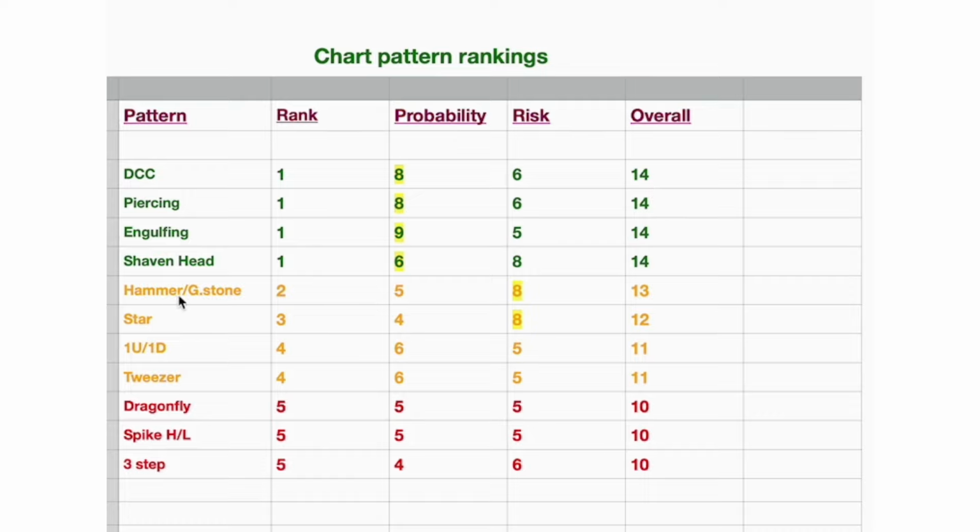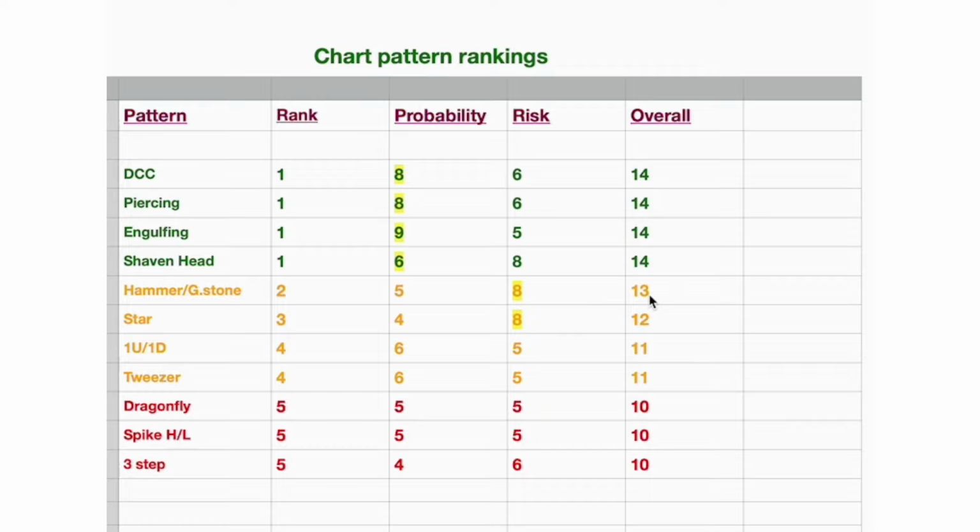Then we're followed by the hammer and gravestone doji candles. Those are ranked at 2. Probability, not very good, but the risk is good. I've given 8 out of 10 for risk. Remember, you can get in with a very tiny stop loss on these. Same with a star, very tiny stop loss, but I've given the star a very low probability of only 4. But again, if you add those up, 5 plus 8 is 13. So that gives you a 13, that's a number 2 rank on my overall rankings. And a Doji star, I've given an overall rank of 12.